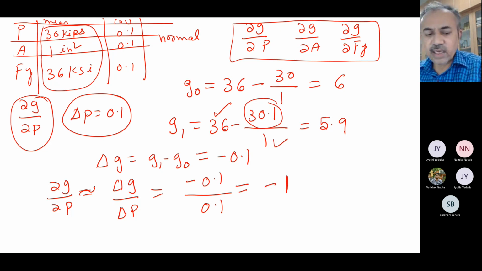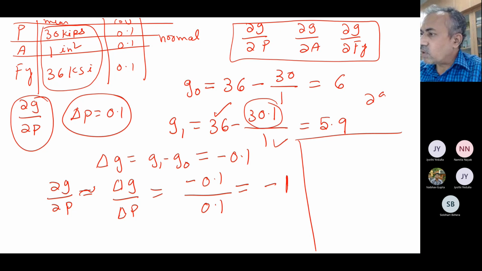So this is the derivative basically. Okay. So now this way, we can calculate our derivatives actually. Now to find out derivatives with respect to area, so ∂G/∂A, this I want to calculate, say. So now I will find out G1.